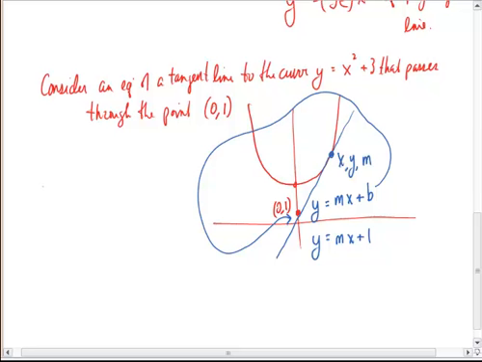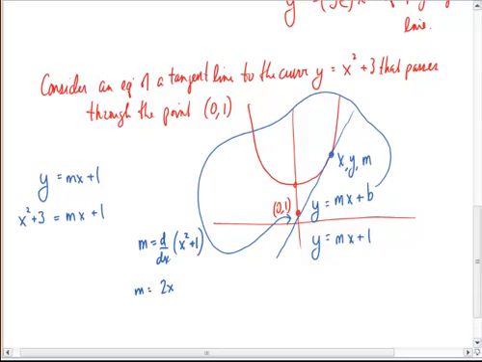So I'll set up the same way we did before. y equals mx plus 1, because we know that the y values are identical for the curve and the tangent line at the point. I'm just going to put in x squared plus 3 equals, I don't know my slope value yet, times x plus 1. I'm going to find my slope value because the slope is equal to the derivative of the curve x squared plus 3. So the slope is going to be just 2x. I'm going to plug that into the equation.